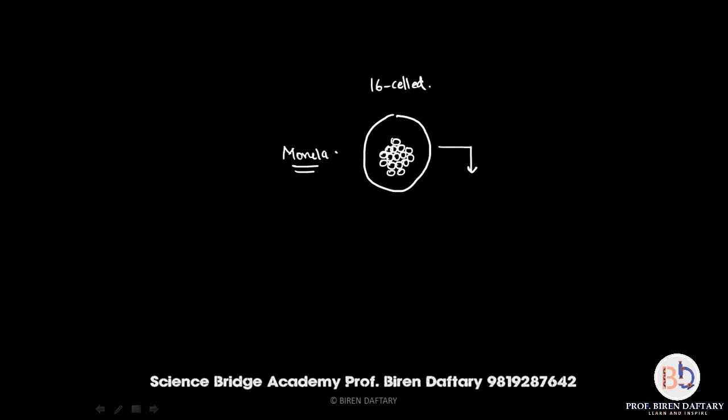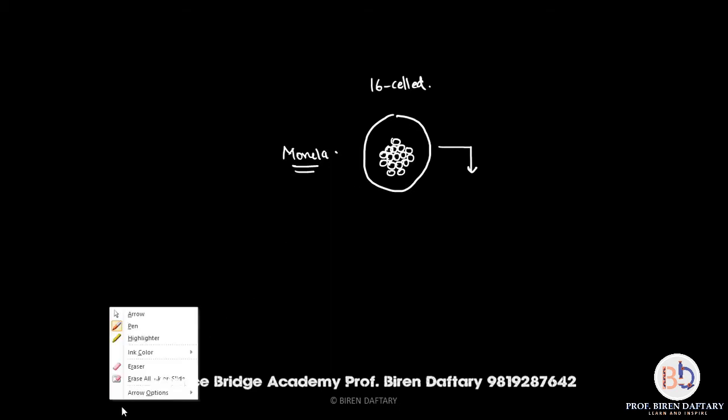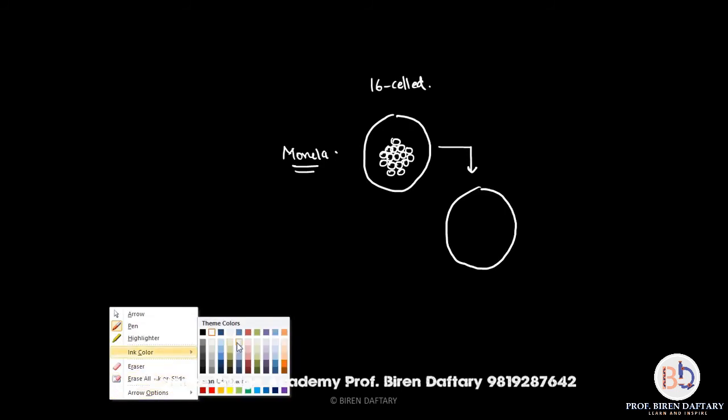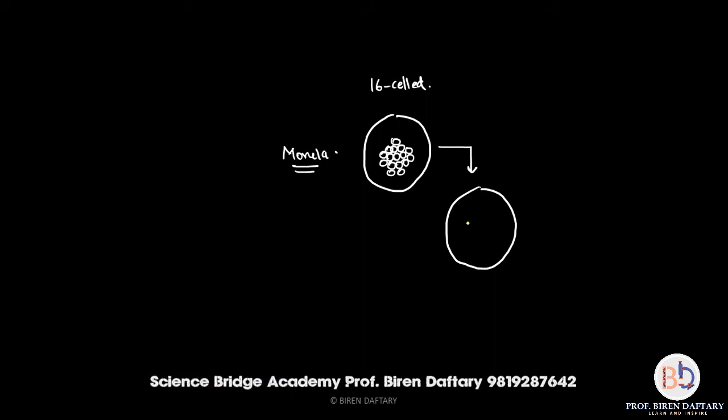This morula will then convert, or the cells of the morula will get differentiated. So first of all I'm going to draw the zona pellucida as usual, and after that the blastomeres get differentiated into two types of cells. One is called the outer layer of cells.